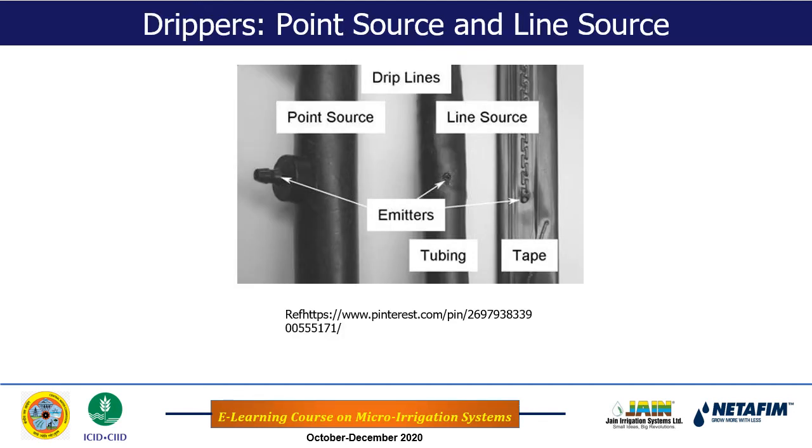Okay, then point source and line source. In case of the point source, as you see, there is only one emitter at certain intervals, in both the cases. In case of the line source, there are discontinuous openings. So in case of the point source, you get a discrete drop of water at certain intervals over the length of the lateral, whereas in case of the line source you will get a continuous supply of water along the length of the lateral.